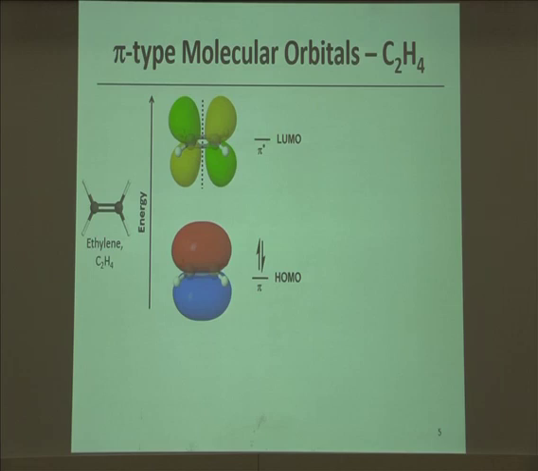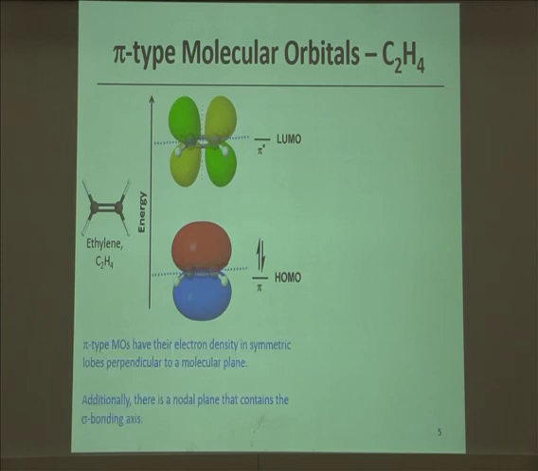Just like what we saw with the sigma type orbitals, as we go up in energy from our lower energy orbital to our higher energy one, we increase the number of nodes. And that's due to the fact that in this lower energy orbital, we have very good overlap between the two orbitals making the pi bond. We don't have good orbital overlap in that higher energy pi star type orbital.